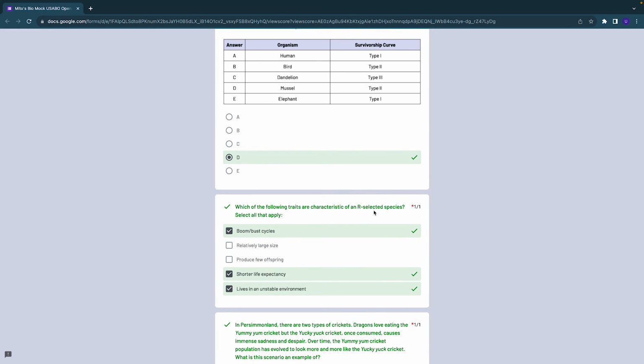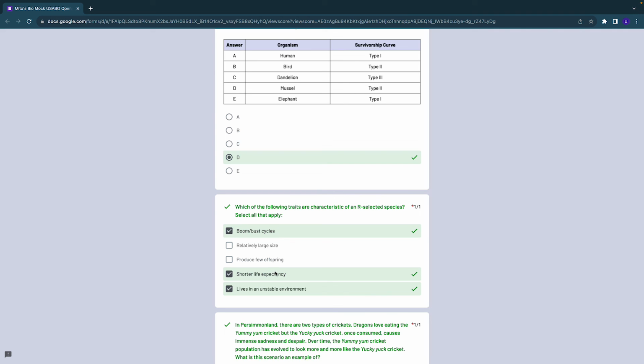This one, an R-selected species, the gist there is make a lot of babies, and then most of those babies won't survive, but because you made a lot, you'll end up with a decent number. So boom-bust cycles, basically there's a lot and it suddenly falls. So that is associated with R-selected species.